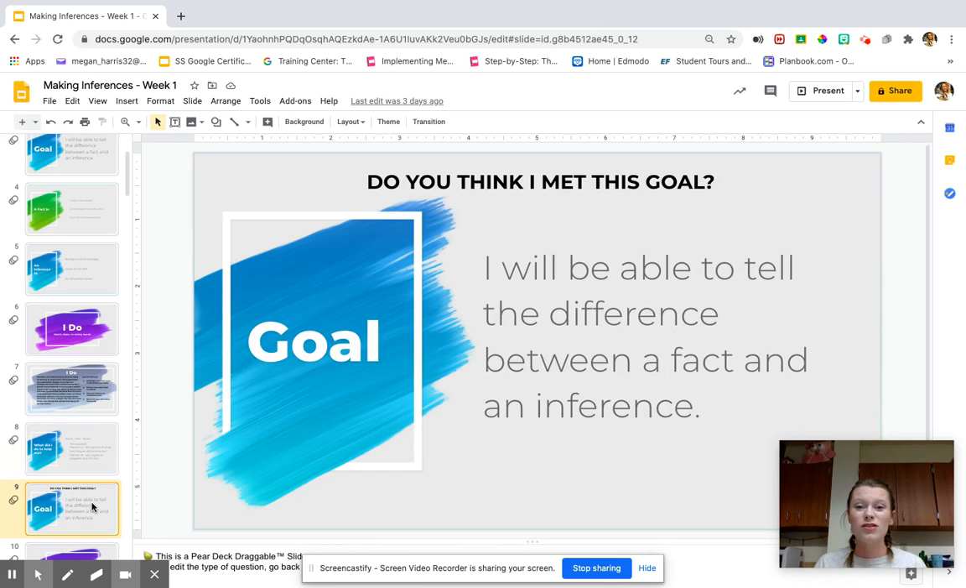Okay, so here's our goal. I will be able to tell the difference between a fact and an inference. Do you think I just met that goal? I think I did. I think I met that goal because I was able to tell you that number one was an inference because it was a guess. I had used clues in the text and what I know. Okay. And I was able to tell you that number two was a fact because it was right there, word for word. I could highlight it. Okay. So I think that I've met this goal.